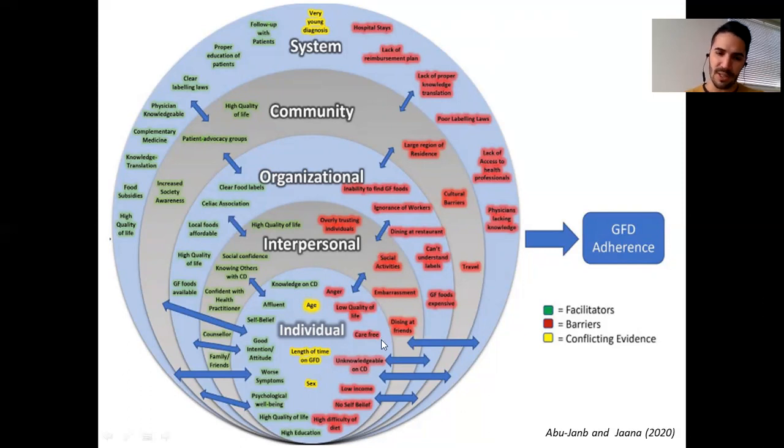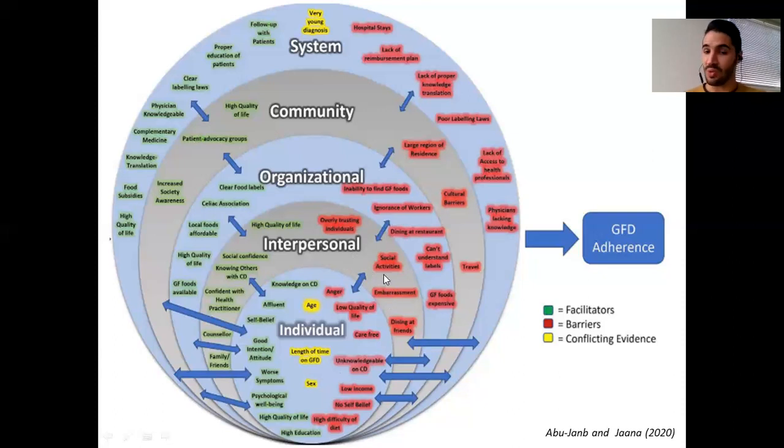Okay, so a lot of these barriers, for example, at an individual level, a lot of people can have anger about the diagnosis. They might not know what celiac disease is. Some of them might really struggle with the diet. They might find the diet really difficult at an interpersonal level.